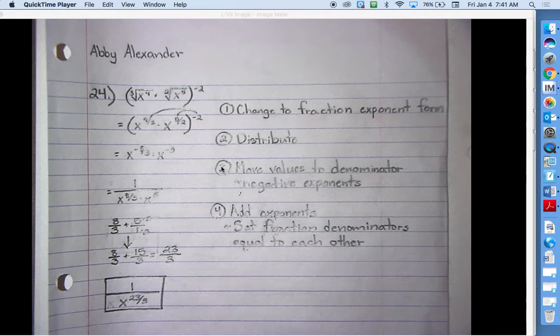And then you have to add the exponents and set the fraction denominators equal to each other. So you do 8 over 3 plus 5 over 1, and you have to multiply the 5 and the 1 by 3. So you get 8 over 3 plus 15 over 3 equals 23 over 3, and then your final answer is 1 over x to the 23 over 3.